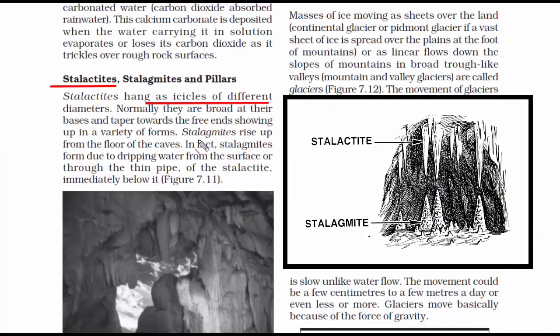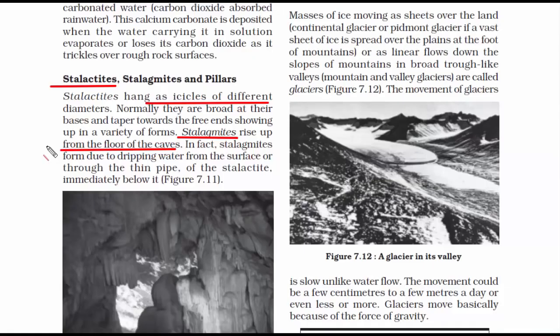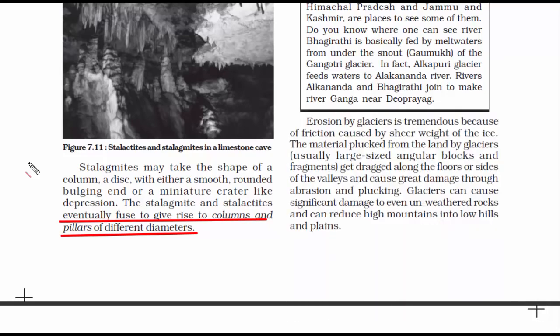The second one is stalagmites. They rise up from the floor of the caves. Have a look at this picture. You can clearly see the difference between stalactites and stalagmites. The third one is pillars. When stalactites that come from the ceiling and stalagmites that form from the ground come in contact, the stalagmite and stalactites eventually merge to give rise to columns and pillars of different diameters. So these were some of the depositional landforms that are formed due to running of groundwater.